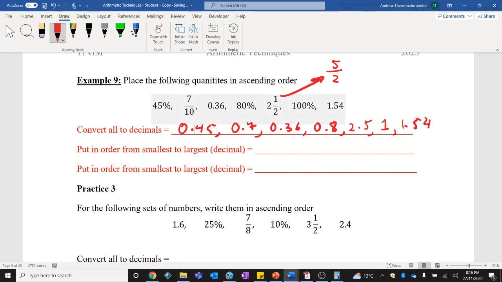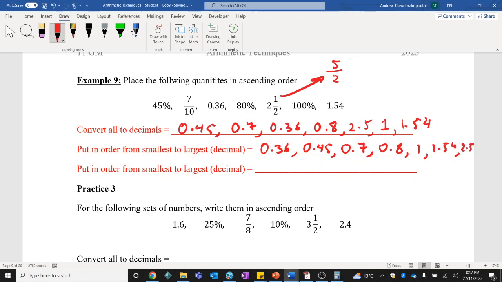Okay, so now we want to do the order from smallest to largest. I think the smallest number here is 0.36. The next smallest would be 0.45, I believe. Yep. Then 0.7. Then 0.8. Then 1. Then 1.54. And then 2.5.